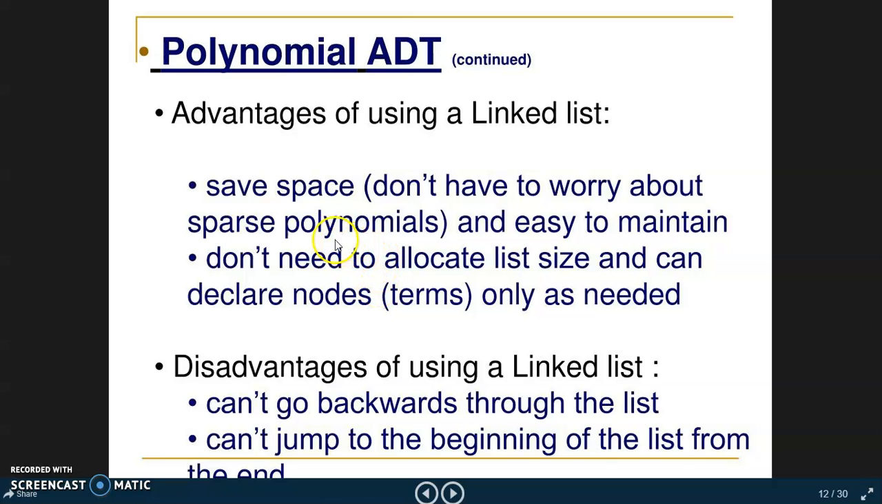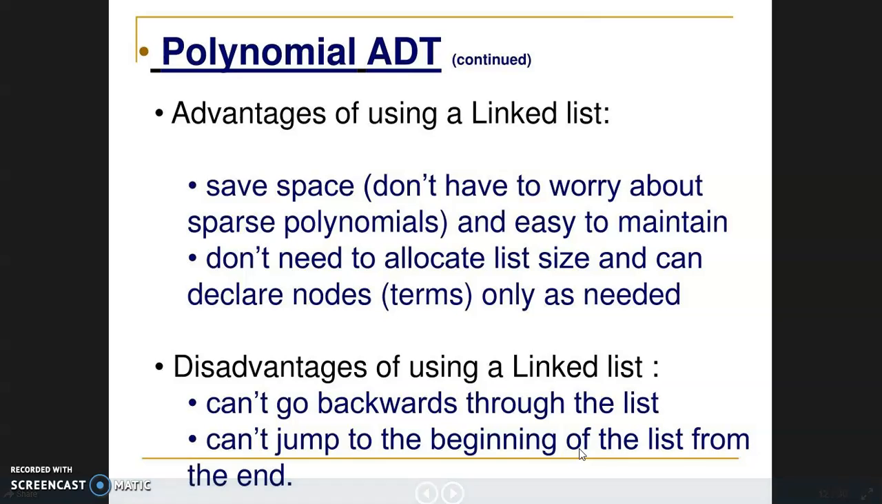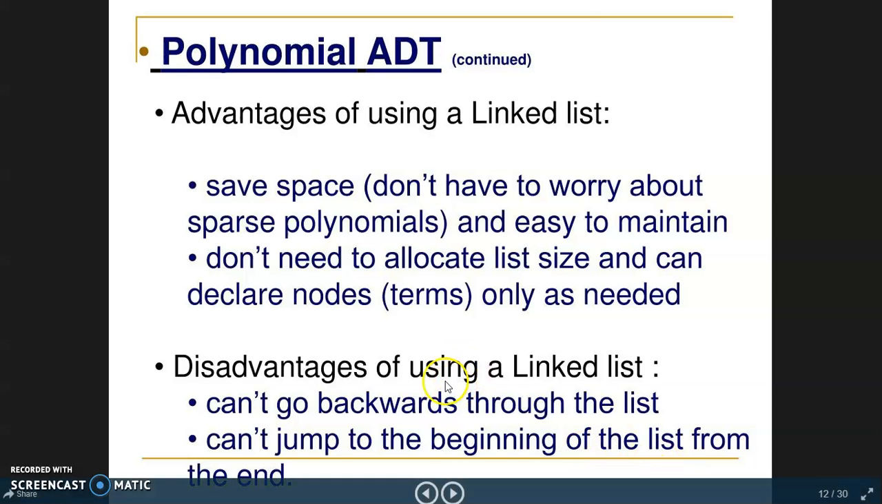An advantage is there is no wastage of memory space here. We need not worry about sparse polynomials also. The only disadvantage is we cannot go backwards through the list and we cannot jump to the beginning. That is, we cannot move directly from one place to another place in the list. Whereas in arrays, using the indexes, we can move from one place to another. But in the linked list, we cannot move from one place to another randomly. So that is the only disadvantage of the linked list.